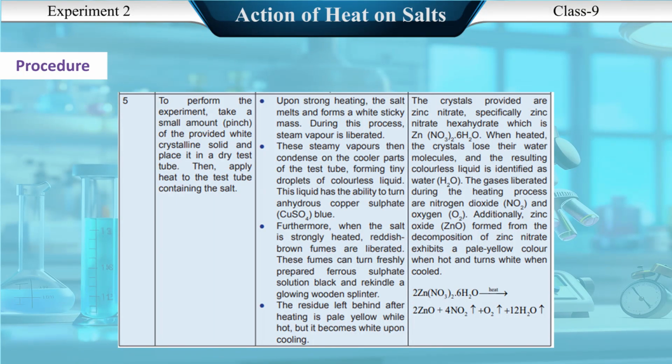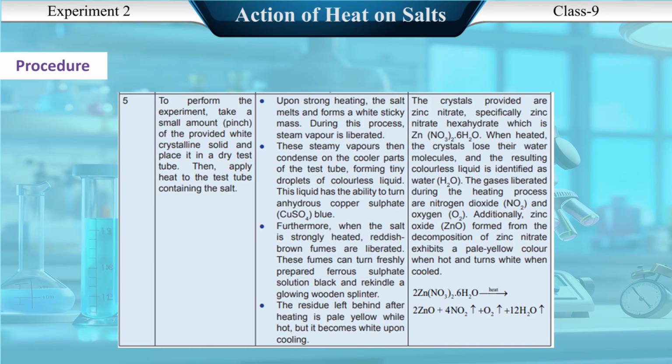5. To perform the experiment, take a small amount, a pinch, of the provided white crystalline solid and place it in a dry test tube. Then, apply heat to the test tube containing the salt. Upon strong heating, the salt melts and forms a white sticky mass. During this process, steam vapor is liberated. These steamy vapors then condense on the cooler parts of the test tube, forming tiny droplets of colorless liquid. This liquid has the ability to turn anhydrous copper sulfate blue.